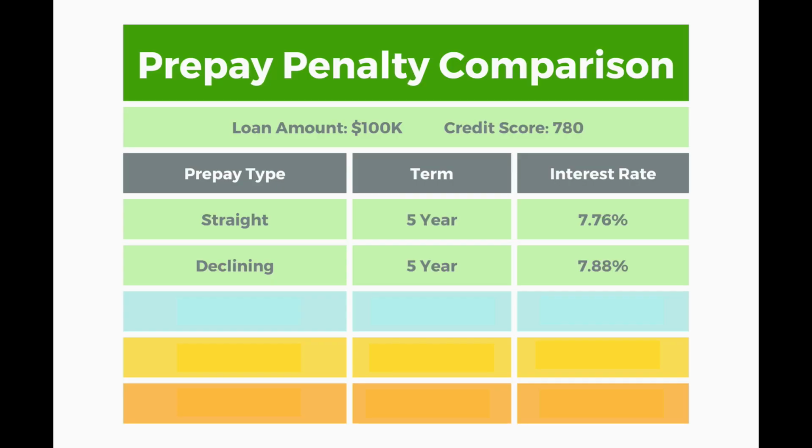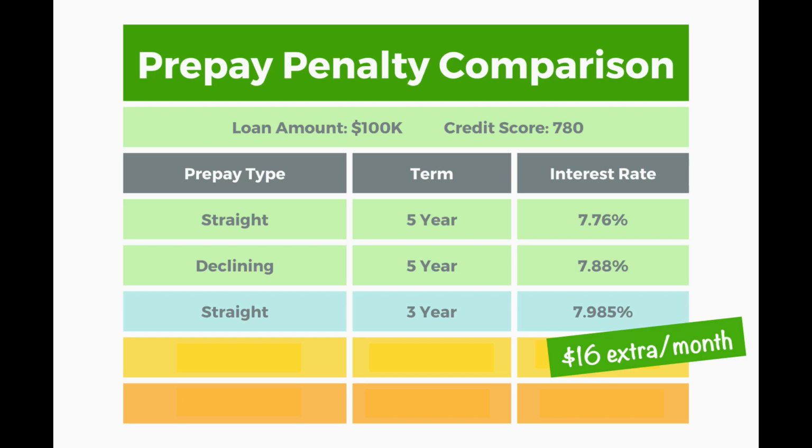Now, what happens if you look from a 5-year to a 3-year? In this particular case, we go up to 7.985, or 225 basis points. So it is not that big of a difference. We're looking at about $16 extra a month, $188 over a 1-year period. So not a big difference. Even over a 5-year period, it's only $936. So once again, if you think you're going to have the ability to get out of this loan without paying a prepay, you may want to look at other options besides the straight 5 or even the 5-4-3-2-1.